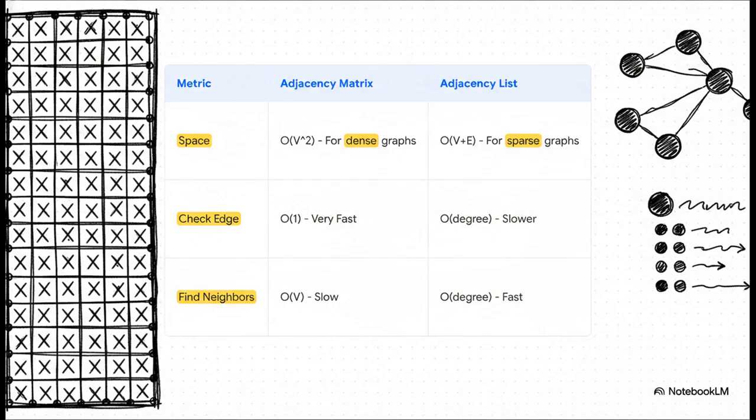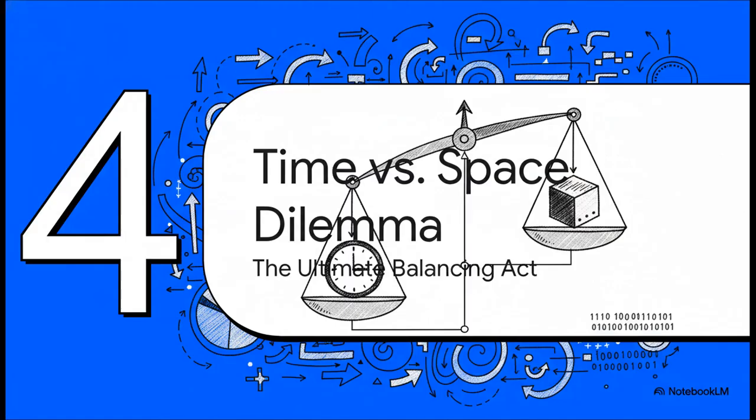An adjacency matrix is basically a giant grid that keeps track of a connection between every single person. It's great for dense graphs where almost everyone is connected. But for a sparse graph, like a real social network where you're only friends with a tiny fraction of all users, it wastes a ridiculous amount of memory. And that's where an adjacency list is awesome. It only stores the connections that actually exist, making it way more efficient for space and for finding a specific person's friends.